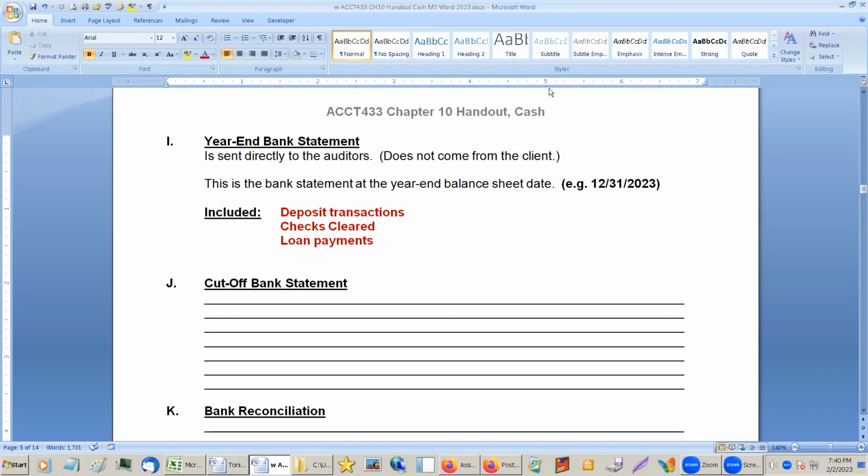All right, cutoff bank statement. This is something unique to auditing. Unique to auditing is we have a bank statement that is what they call a cutoff bank statement, and it's there specifically for the auditors. It'll go like 7 to, I think they say 7 to 14 days, however long it is, into the next year. And what they'll do is they'll look at the activity in that span, the activity at the beginning of the new year.